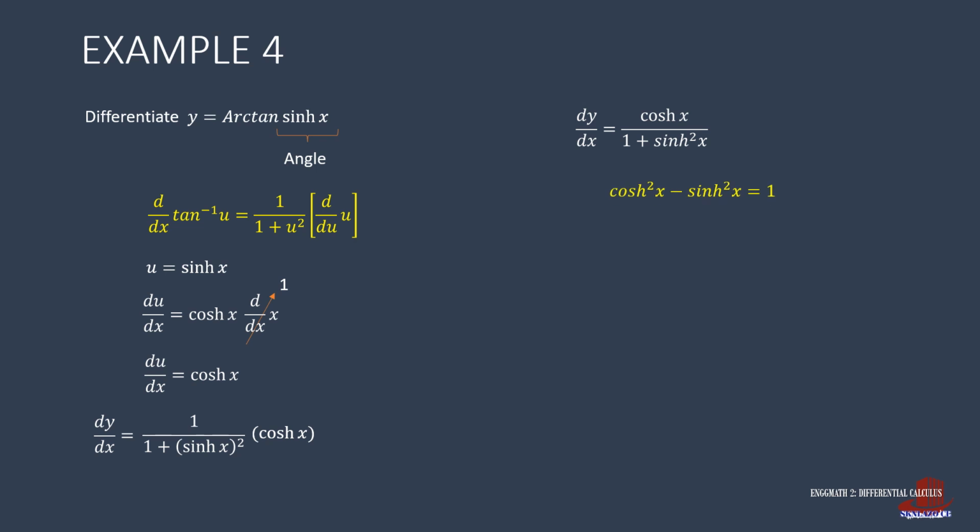From the identity of hyperbolic cosine squared minus hyperbolic sine squared as equal to 1, the denominator is simplified and hyperbolic cosines can be reduced, making dy over dx as 1 over hyperbolic cosine of x. This answer can be considered along with another conversion, which is hyperbolic secant x.